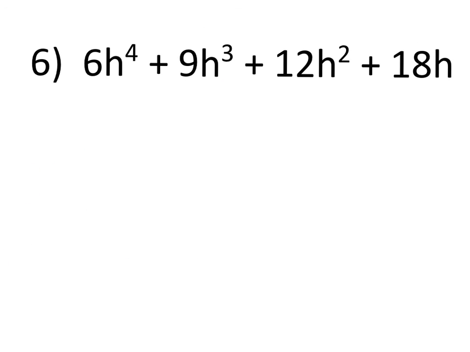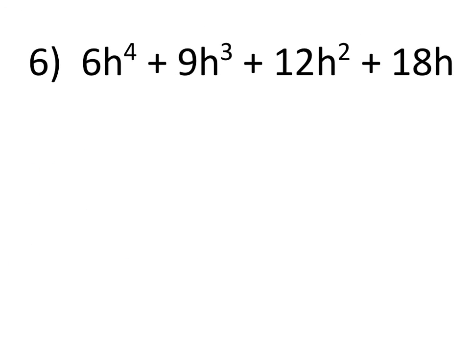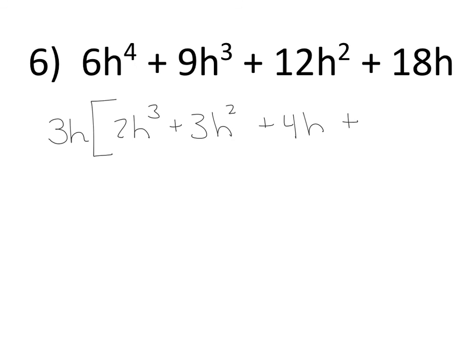Okay, so again, I'm looking for a GCF. There is a GCF here. They all have H's in common, so we know we can pull an H out. And in this case, after a little thought, you probably also figure out that you can pull out a 3. So I'm going to pull out a 3 and an H. So I've got 2h to the third plus 3h squared plus 4h plus 6. Okay, so I just divided everything by 3h. Okay, now group.